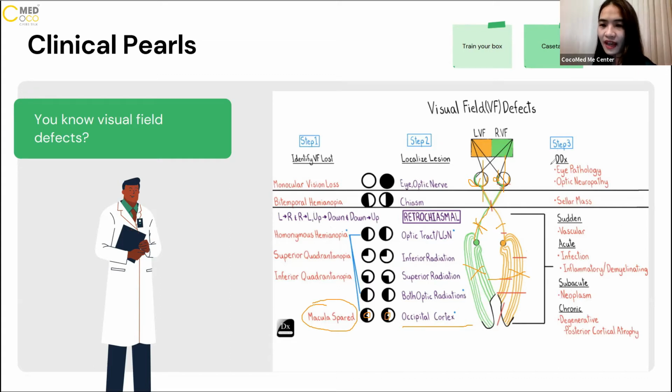Some kinds of causes of this: eye pathology, optic neuropathy, or something sudden with the vascular, like this case, or acute in here, like infection or inflammatory demyelinating, subacute like neoplasm, or chronic degenerative posterior cortical atrophy. Those are the causes. We can base on that to choose the cause, I mean the diagnosis.